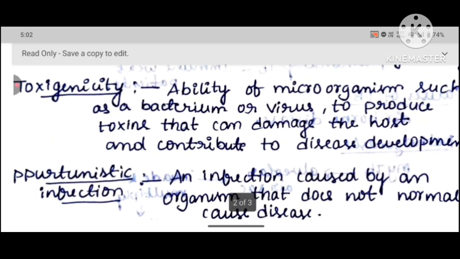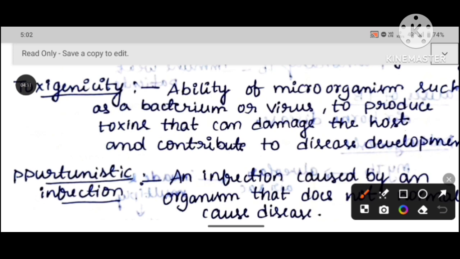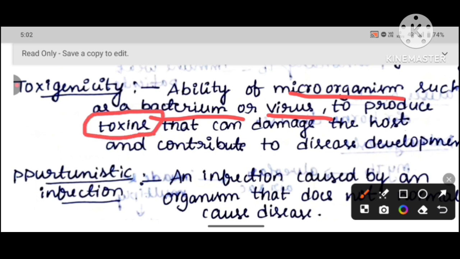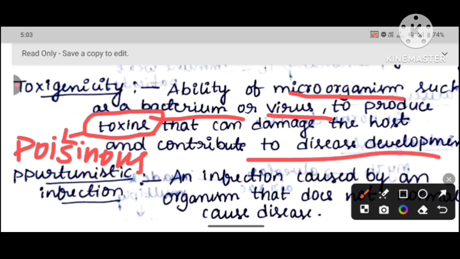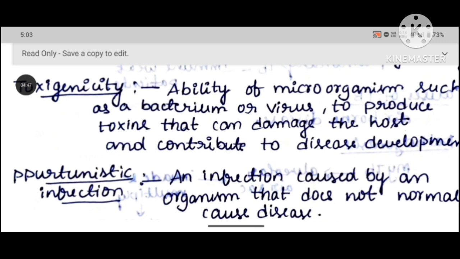Next one, toxigenicity. Toxigenicity is the ability of a microorganism such as a bacteria or virus to produce toxins. Toxins are poisonous, right? These toxins can damage the host and contribute to disease development. There are certain toxins secreted by bacteria or viruses which create toxicity and contribute to the disease development. So this is one property of the pathogen.